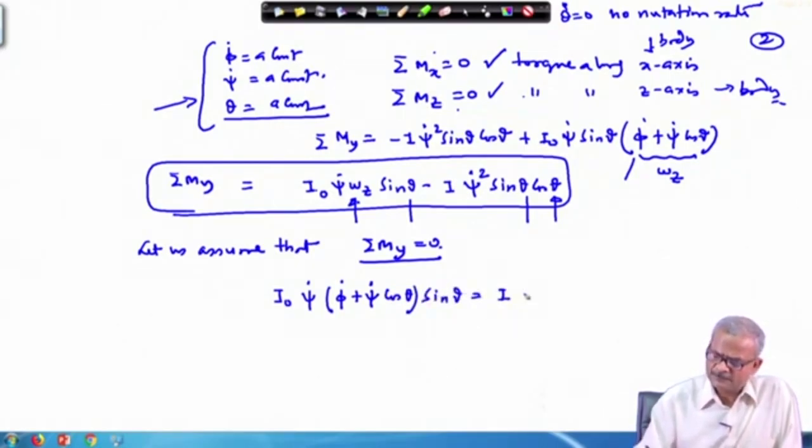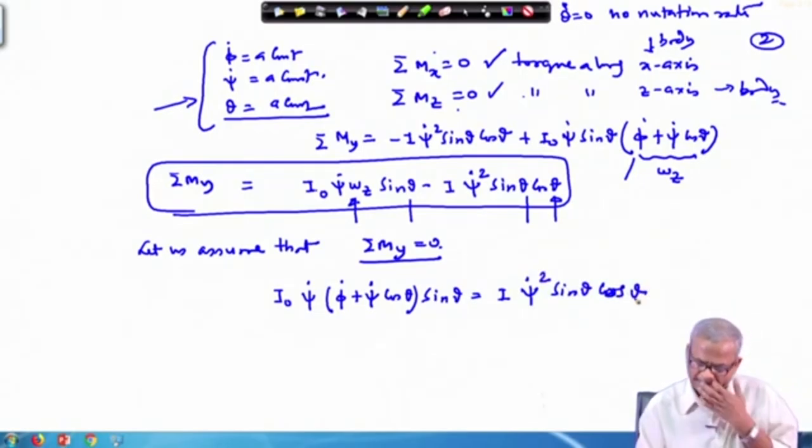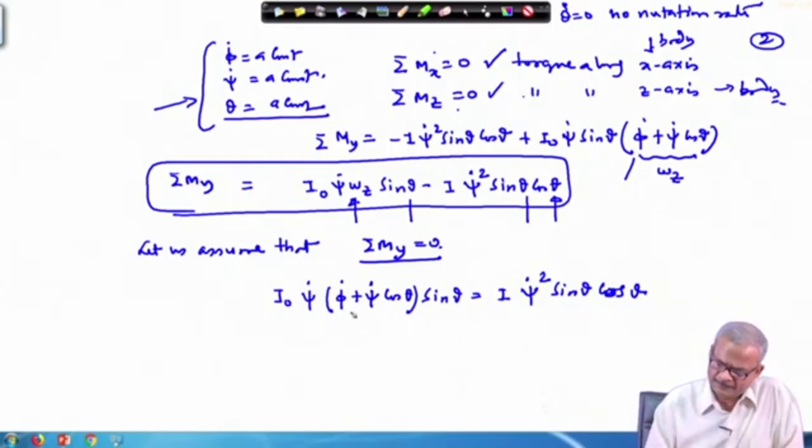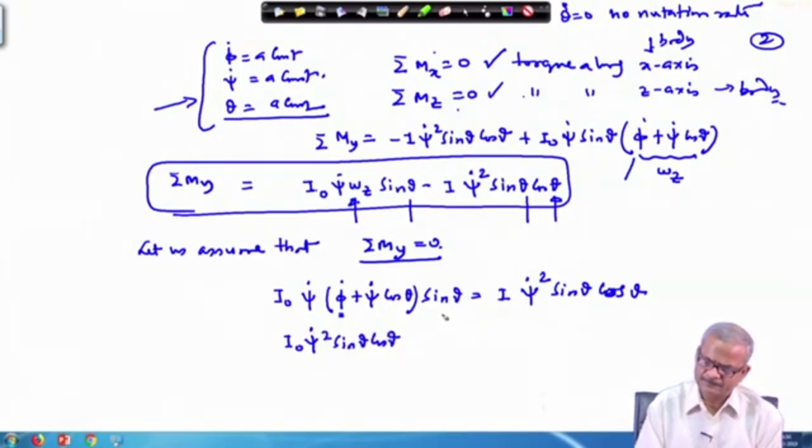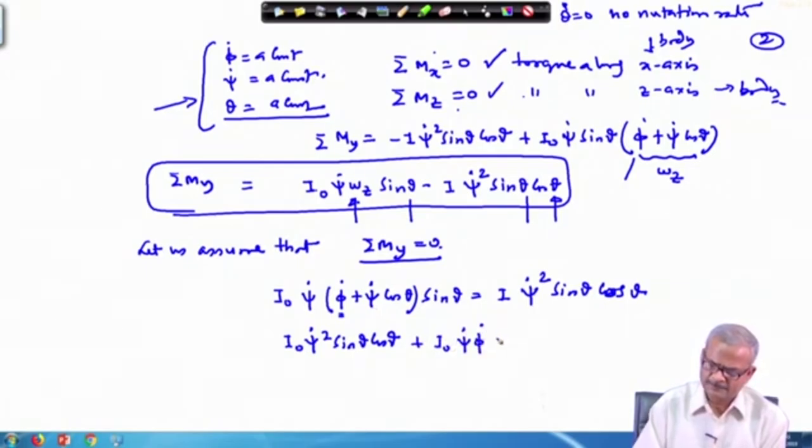So, let us look into this problem, psi dot square sin theta into cos theta. We will separate out the phi dot term and psi dot term, and write the equation correspondingly. So, this is I 0 psi dot square sin theta cos theta, psi dot square sin theta cos theta plus I 0 psi dot phi dot sin theta on the right hand side, sin theta times cos theta.